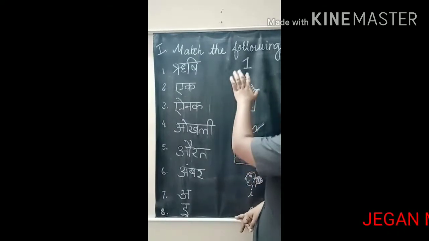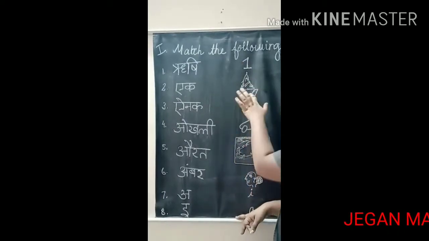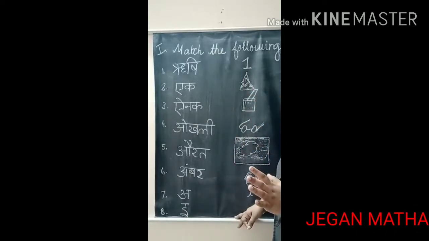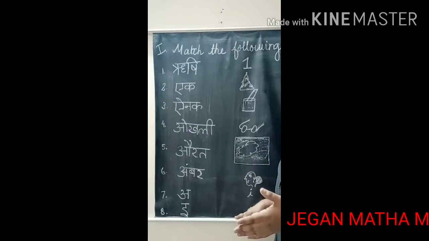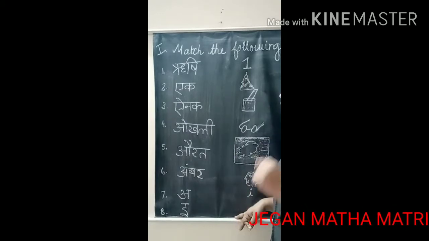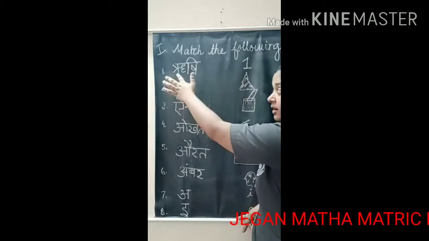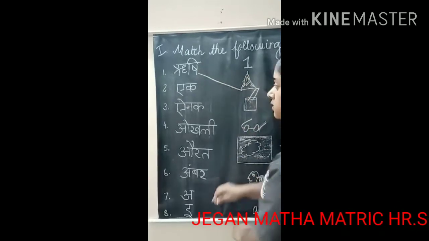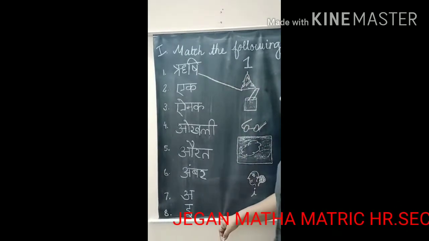So first one, it's not the picture of Rishi. Second one, it somehow looked like Rishi. So it is a picture of Rishi. That is, Rishi means Munivar in Tamil, as well as we call saint in English also. So let us match the word Rishi with the picture of Rishi. Okay. So this is the way you have to match it all.